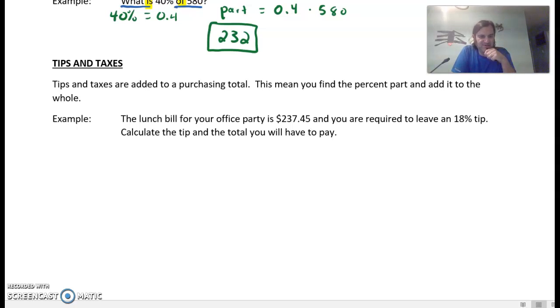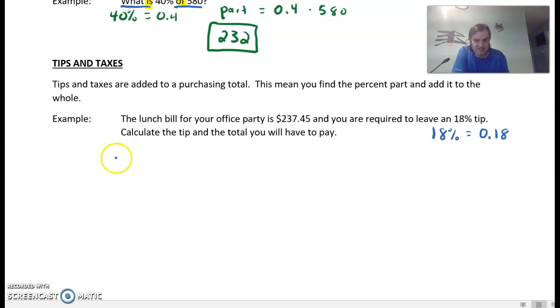So let's assume that's what's going on here. It says calculate the tip and the total you will have to pay. So we can use that equation up top, but first of all, let's make sure we understand that 18%. If we divide it by 100 or move the decimal 2 places to the left, it will be 0.18.